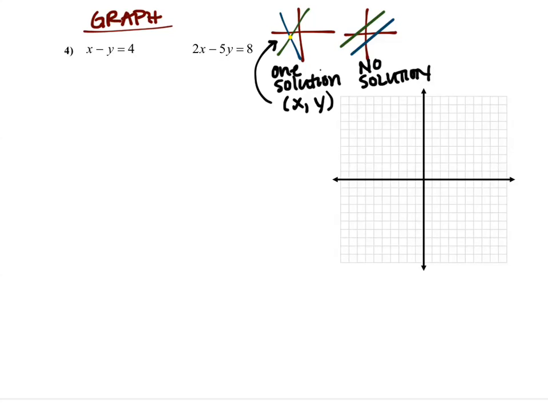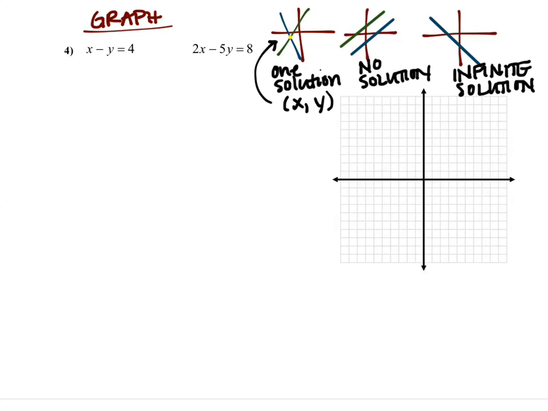Now our last option when we graph: what happens when we have our first line graphed, and perhaps the next line directly over top? Well, there we have what we would call all solutions, or an infinite set of solutions. We call this infinite solutions because the lines are intersecting at each and every single point along that pathway.